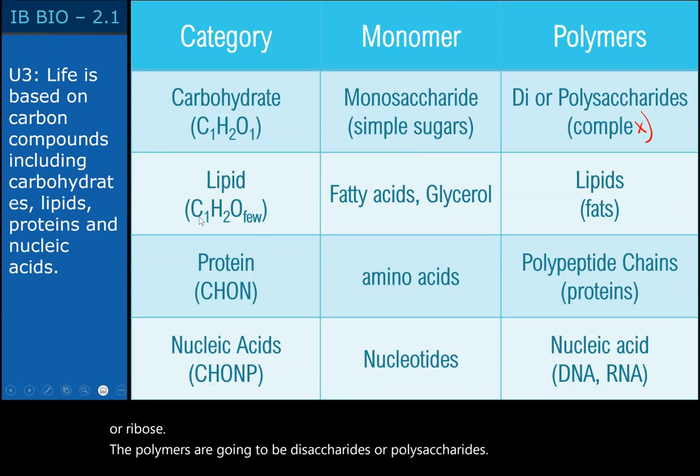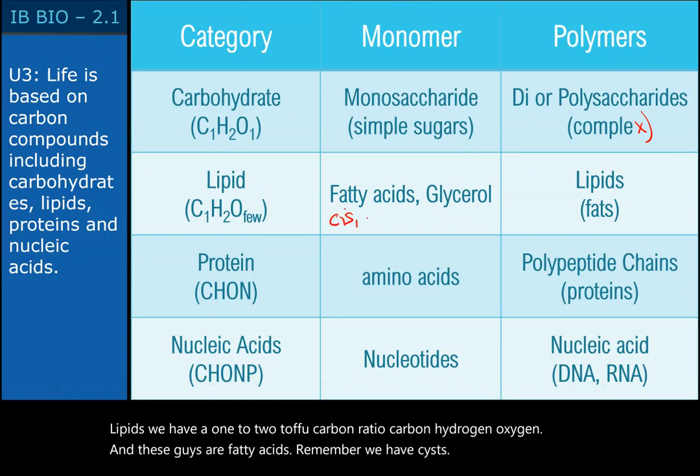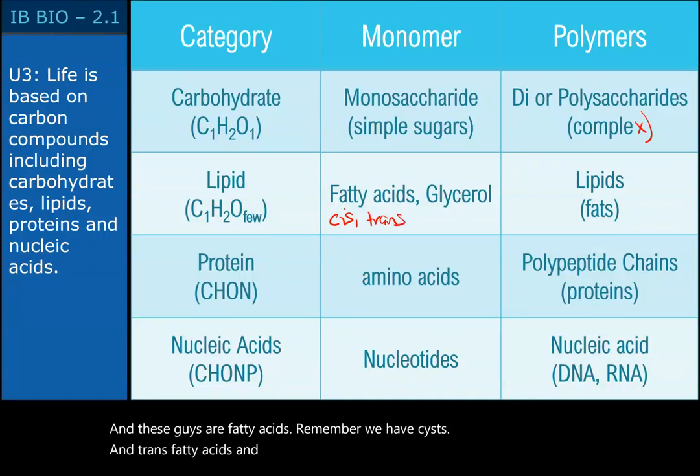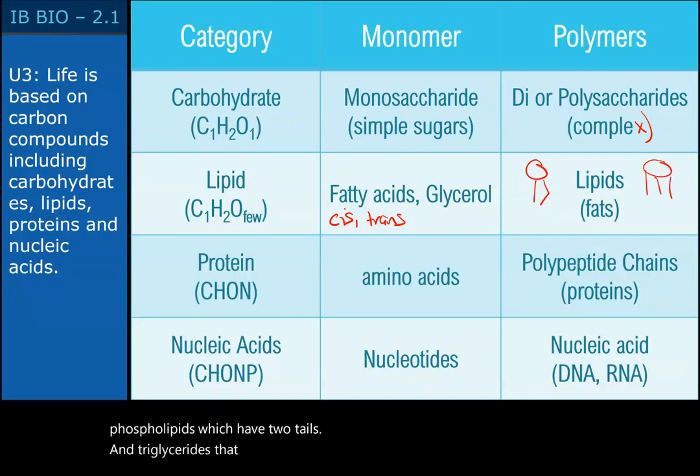Lipids, we have a 1 to 2 to few ratio of carbon, hydrogen, oxygen. And these guys are our fatty acids. Remember, we have cis and trans fatty acids, and we have glycerol. Now, together, these create lipids like phospholipids, which have 2 tails, and triglycerides that have 3 tails.